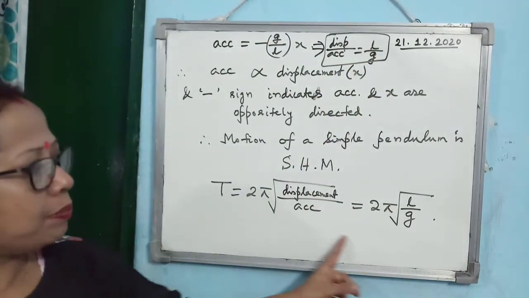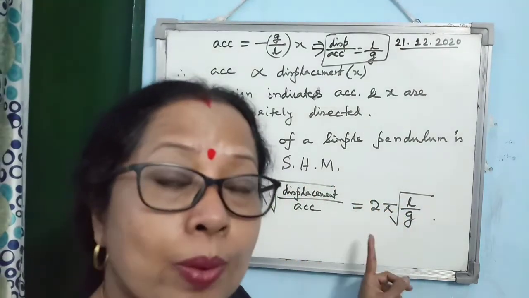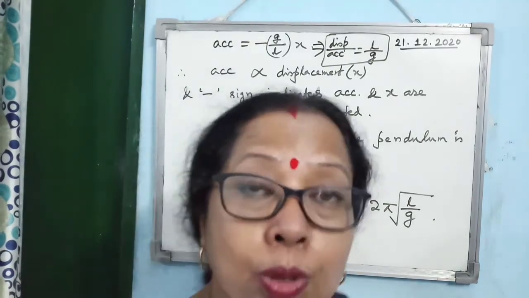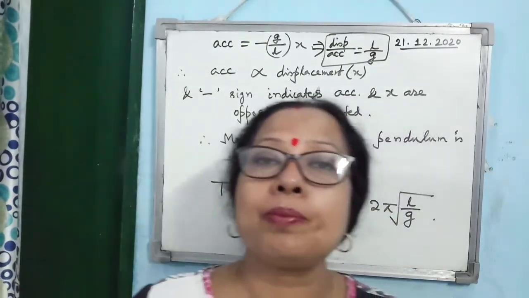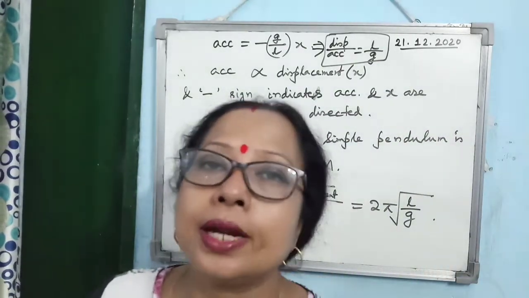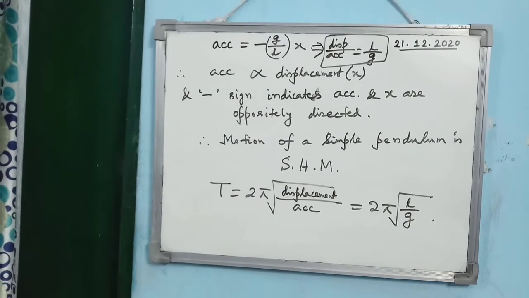So what is the time period of a simple pendulum? 2 pi under root L by g. So what is the probable question for your exam? From this topic: show that the motion of a simple pendulum is SHM and also find the time period of a simple pendulum. So please practice this example.